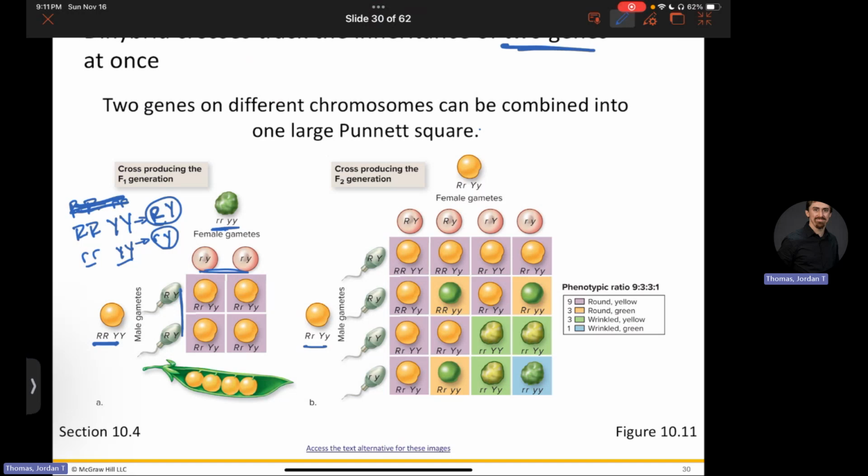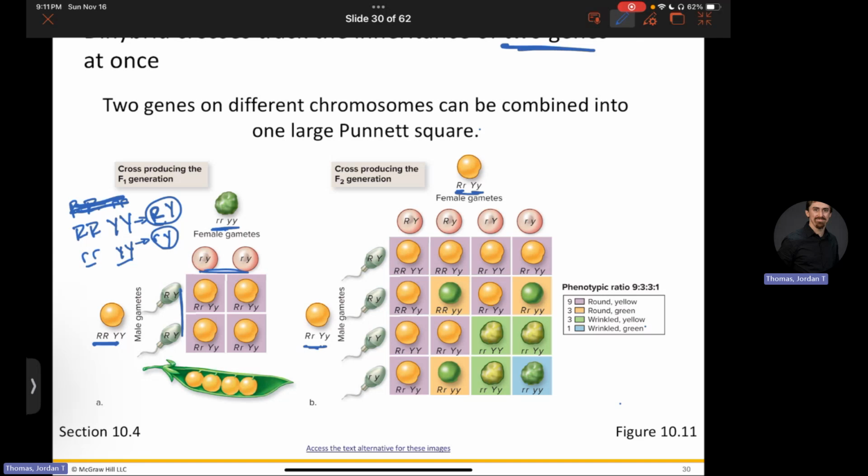In this example, we're looking at the gene for seed color, yellow or green, yellow being dominant, green being recessive. But we're also looking at wrinkled or round seeds, round being dominant, so that's big R, wrinkled being recessive, meaning little r. And we're doing a dihybrid cross for both genes right now.